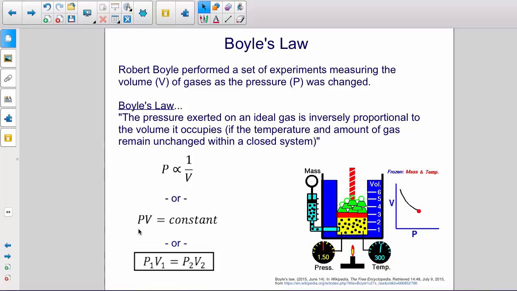That means that for any given situation at any given time, given fixed temperature and a fixed amount of gas, the product of pressure and volume will always be the same. So if I take two different situations, two different volumes, when I multiply the pressure times volume 1, it will be equal to a different pressure times volume 2.